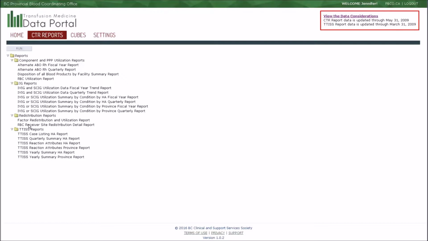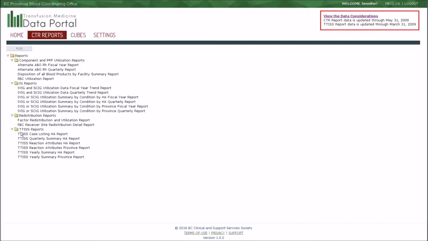The third group are the redistribution reports, and they are available for both factor redistribution and RBC receiver sites. The factor redistribution and utilization report describes the quantities of factor product transfused, expired, discarded, and shipped at each facility in your health authority. RBC receiver site redistribution reports are available for health authorities who have a designated receiver site and are run for that specific receiver site. It describes the detailed number of units they received by blood group from each shipping facility.